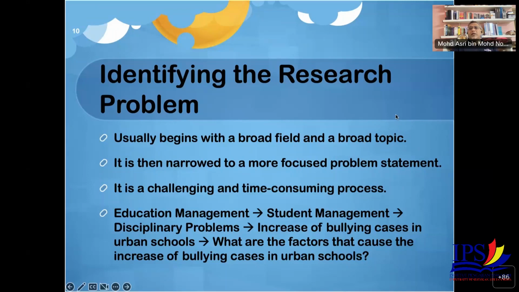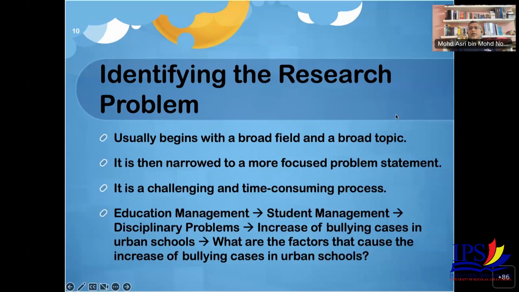The example here that I usually use is education management because that's my area. So for example, the process of narrowing down from a broad topic to something that is more focused would be something like this. The broad field is education management. Within education management, you have many other aspects. So you narrow down to student management, for example.